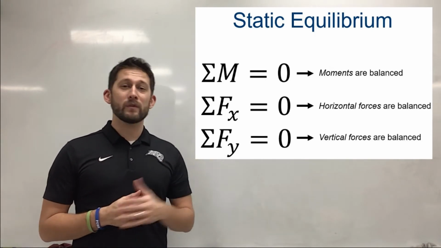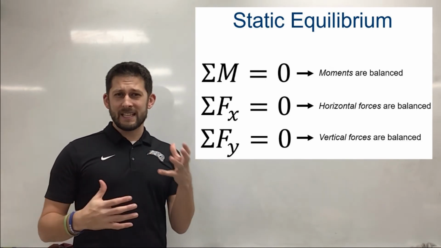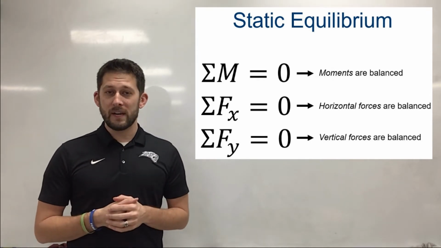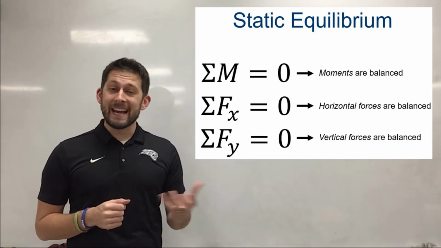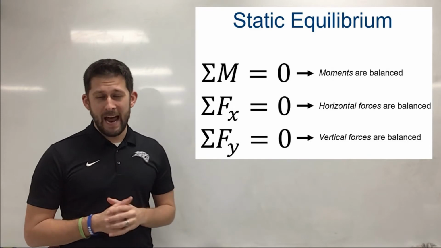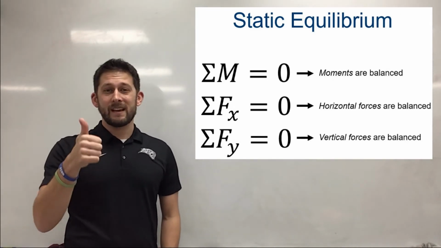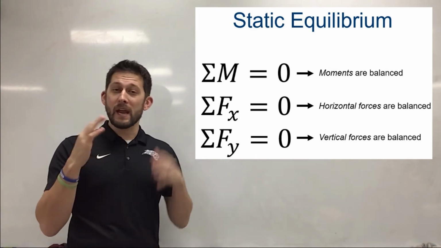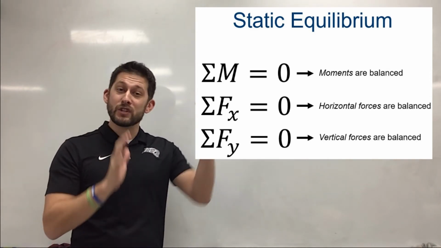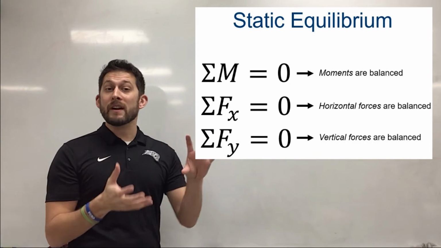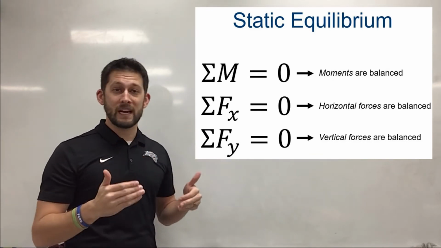Static means it's not moving. Equilibrium gives us a sense that the forces acting on our object are equal. Now, in order to have static equilibrium, we need three things to happen. Number one is we need to make sure that all of our moments are balanced. So any forces that are going to cause a rotation in your truss need to eventually equal out so that we don't have a rotating bridge.